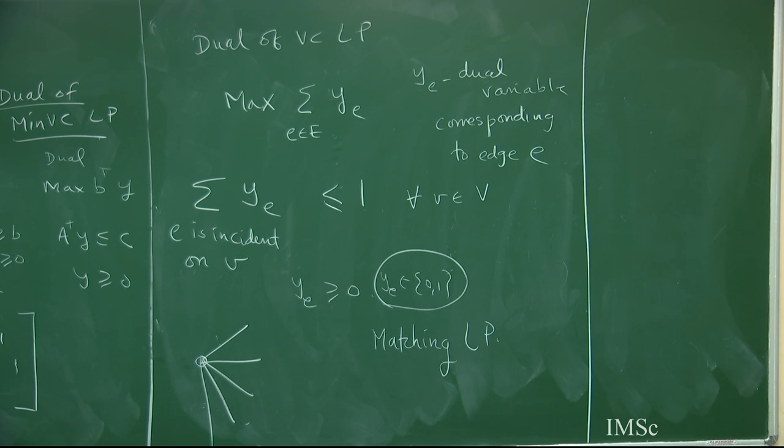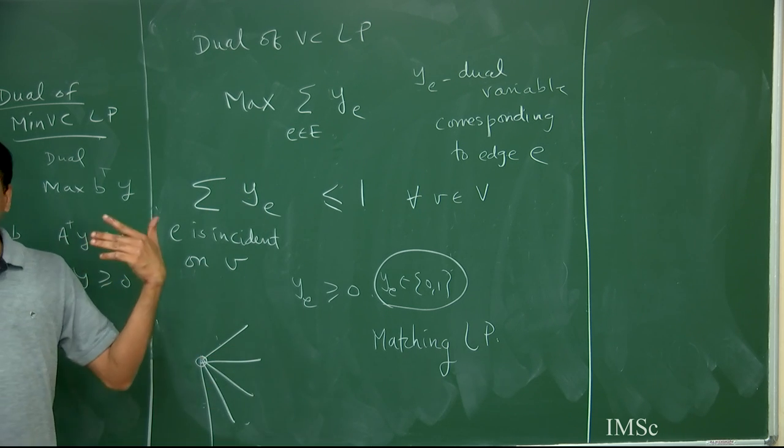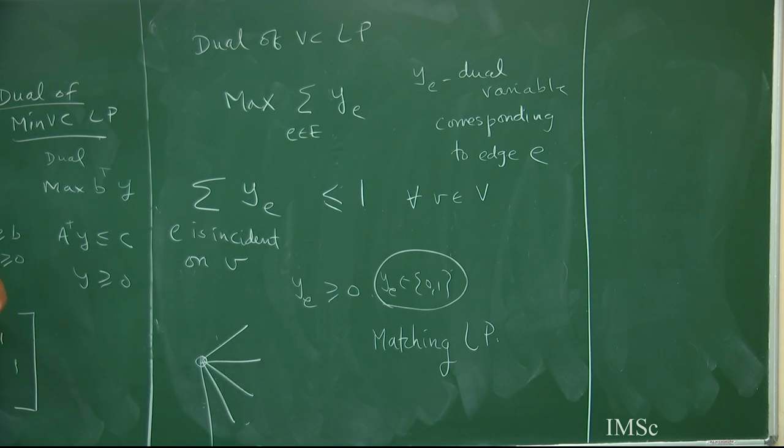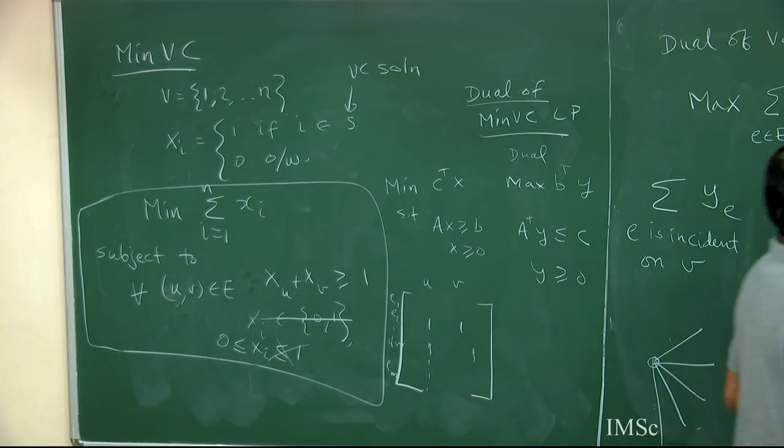So if you think of this as a fractional vertex cover LP, and this as a fractional matching LP, then this tells you that at optimality, the value of the minimum fractional vertex cover is equal to the maximum fractional matching. But in general, we know that vertex cover and matching sizes are not necessarily the same in a general graph. For example, look at this graph. What is the maximum matching size?